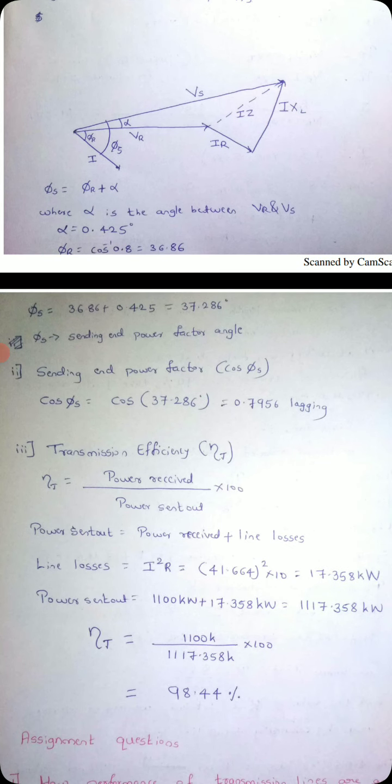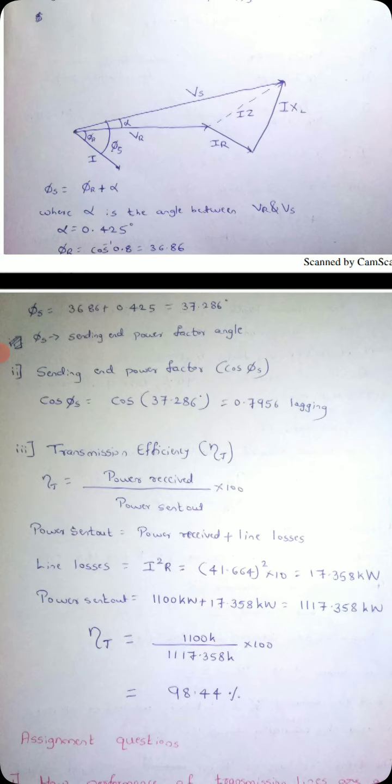Finally, transmission efficiency is power received divided by power sent, into 100. Power sent is power received plus losses. Total losses are given by I square R, which is 17.358 kilowatt. Power sent is 1100 kilowatt plus 17.358 kilowatt. The total transmission efficiency comes to 98.44%. So I think this problem is very easy.